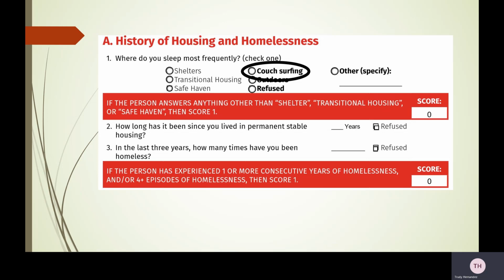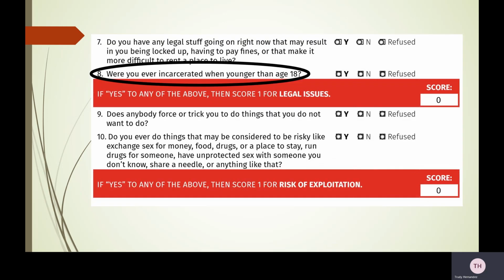So in question 1, they have added couch surfing. And most of the changes that have happened for the youth survey is based on the research that they saw and what made those youth between those ages more vulnerable and more likely to either become homeless or remain homeless once they started that experience. Question 8 is, were you ever incarcerated when younger than the age of 18?